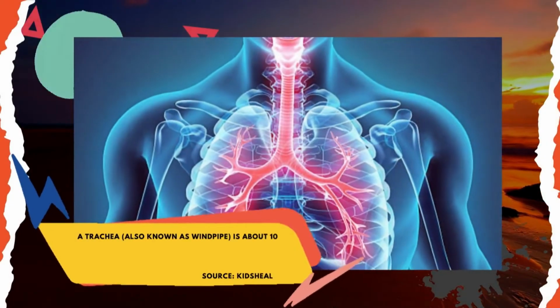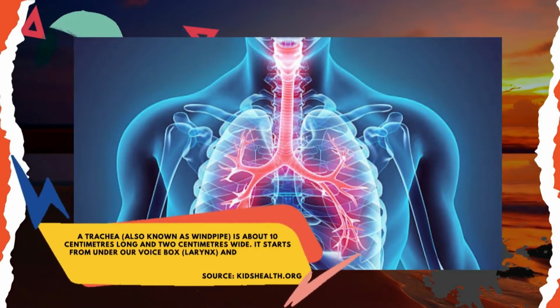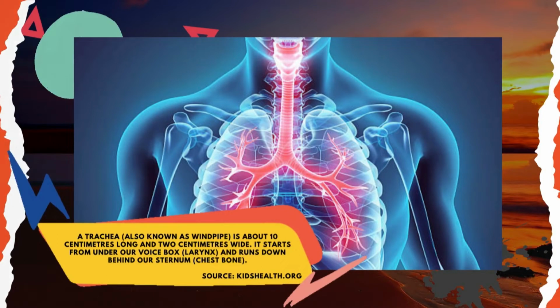Do you know that a trachea, or also known as windpipe, is about 10 centimeters long and 2 centimeters wide? It starts from under our voice box or larynx and runs down behind our sternum or chest bone.